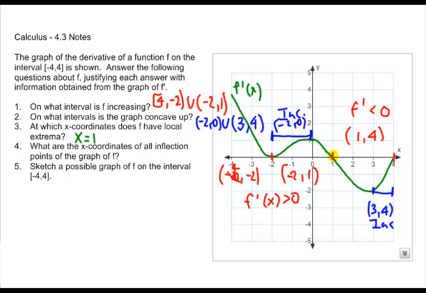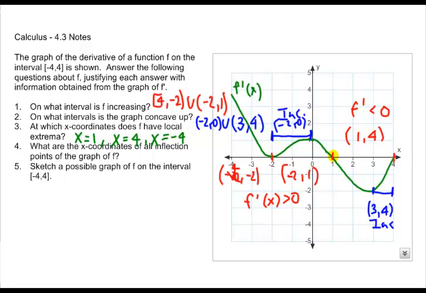Okay. The other thing that we need to look at are the endpoints. And so our endpoints on this one are 4 and -4. So we would also say that there's an extrema at 4 and an extrema at -4. Okay, so there's all of those.